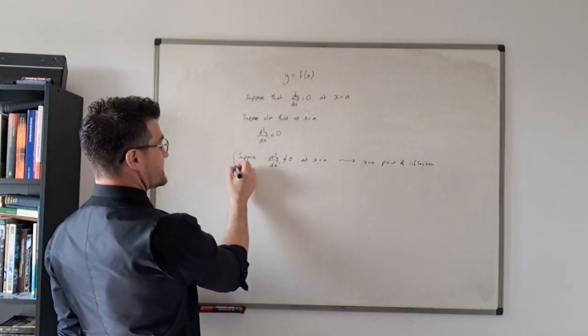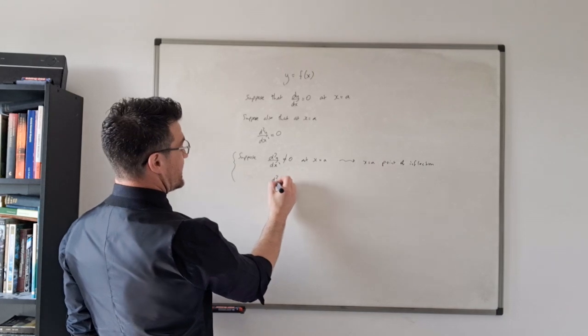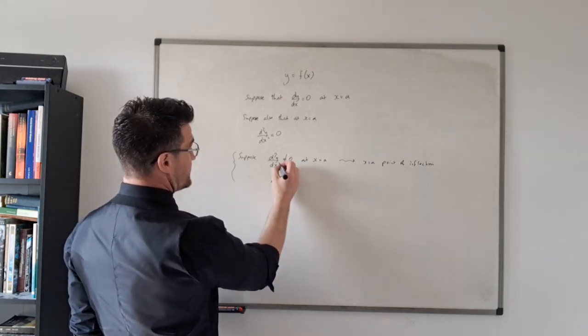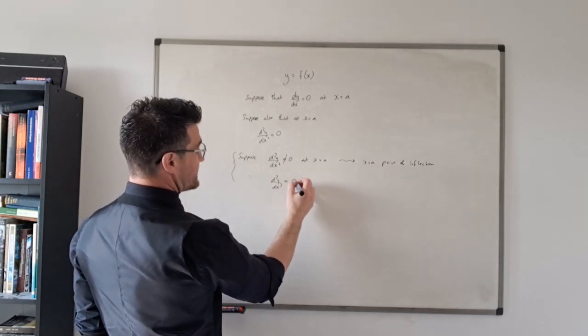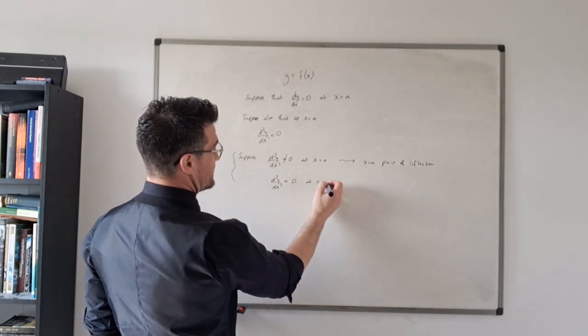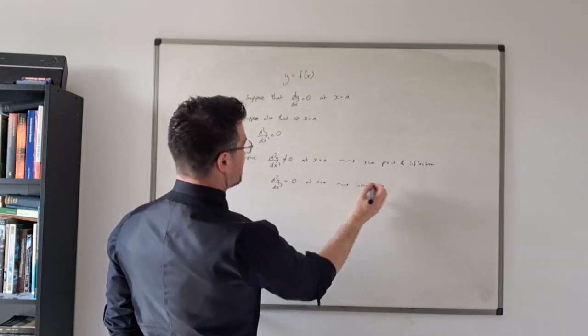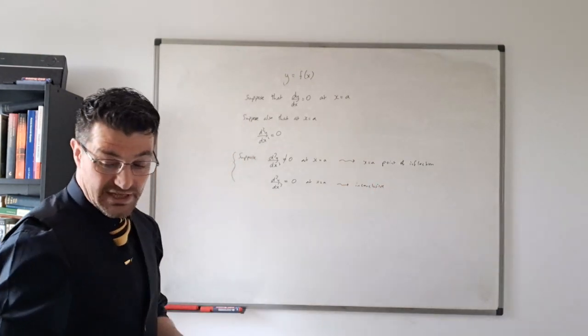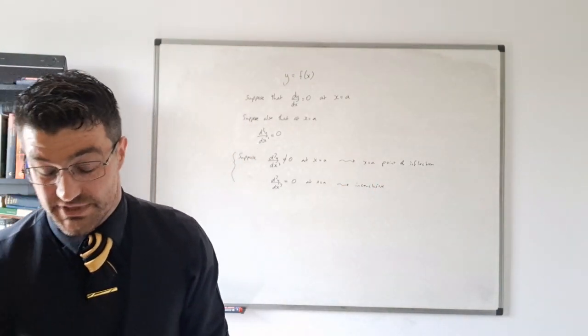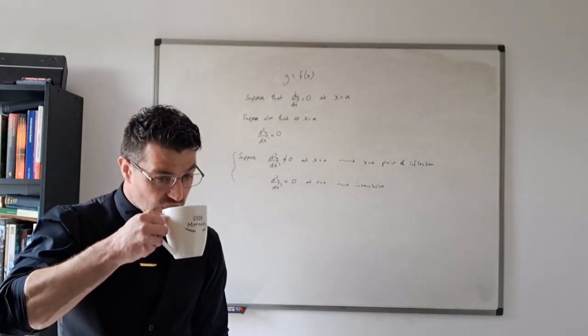Okay, on the other hand, if we've got d3y by dx cubed equal to 0 at x equals a, that implies, again, inconclusive. So we're getting a lot of potentially inconclusive results here.